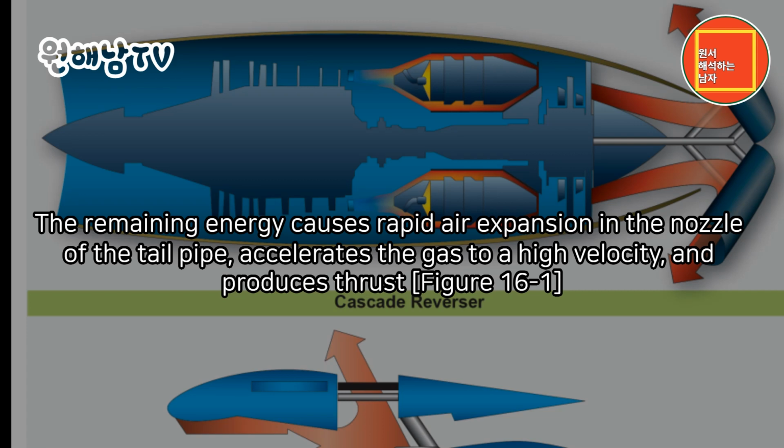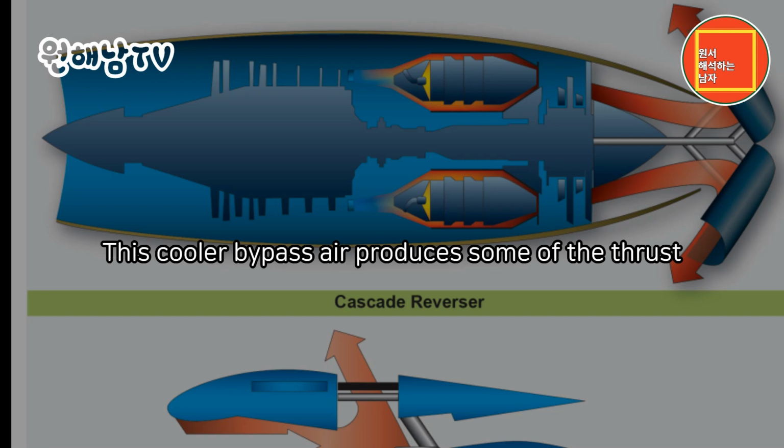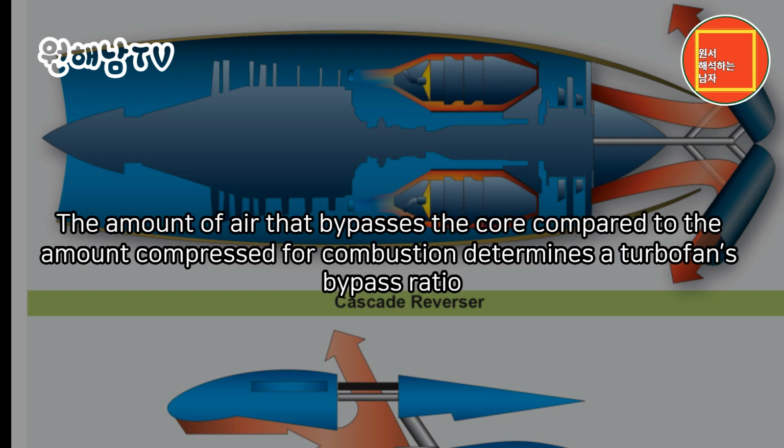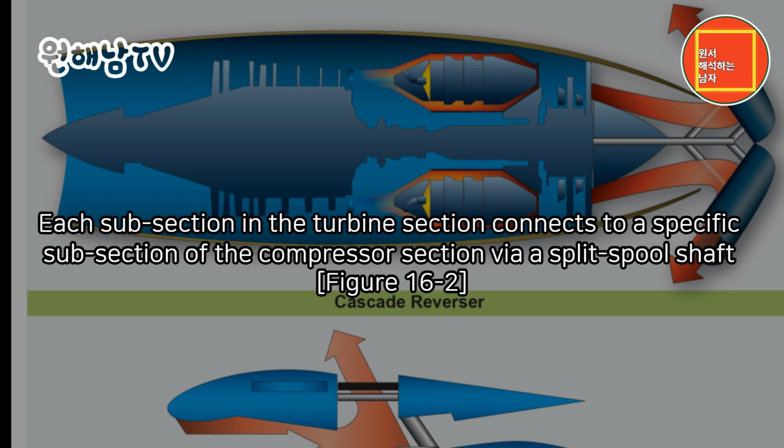Figure 16:1. The large first-stage design of a turbofan engine, a ducted fan, diverts some of the air around the engine core. This cooler bypass air produces some of the thrust. The amount of air that bypasses the core compared to the amount compressed for combustion determines a turbofan's bypass ratio. In a turbofan engine, the compressor and turbine sections divide into subsections. Each subsection in the turbine section connects to a specific subsection of the compressor section via a split spool shaft.